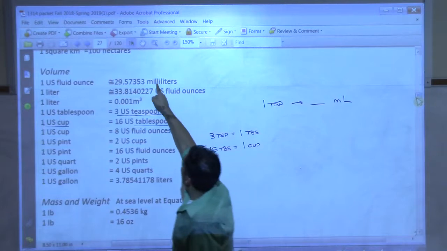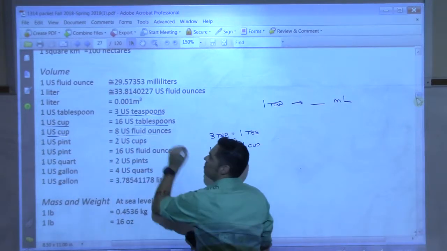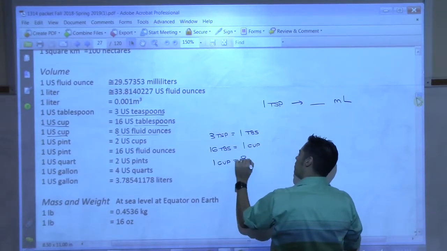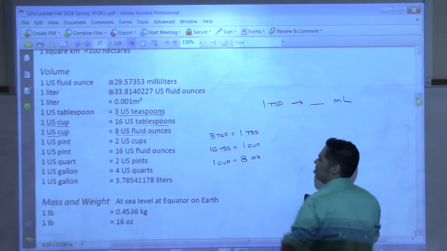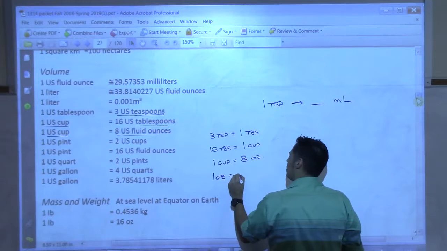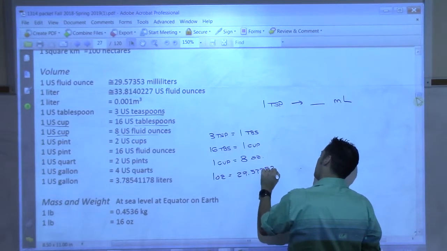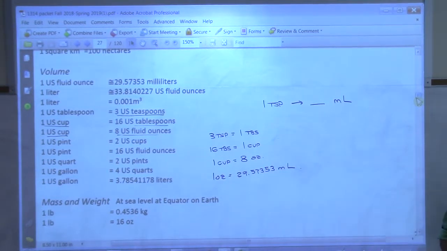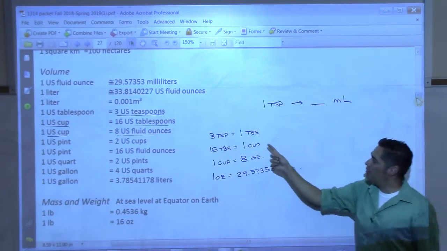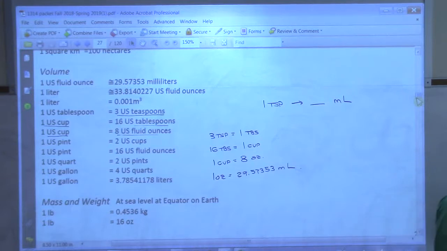The only thing I have in milliliters is ounces. So can I get from cups to ounces? Right here, I can get from cups to ounces. Do y'all see that? So I have 1 cup equals 8 ounces. I'm going to go OZ for ounces. And then finally, 1 ounce equals approximately 29.57353 mLs. Okay? So to get from teaspoons over to milliliters, I've got to go from teaspoons to tablespoons, tablespoons to cups, cups to ounces, ounces to milliliters. All right?